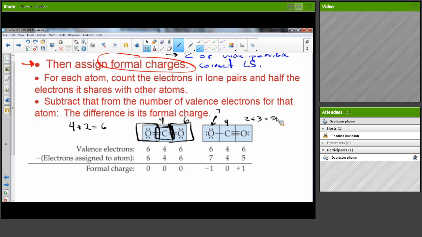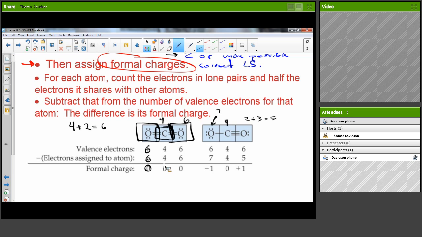All right, so the first thing you need to do is find out the numbers that are assigned, and then you subtract them from the number of valence electrons for that atom. So the valence electrons for oxygen was 6. In this model, the assigned were 6, so you subtract and you get a formal charge of 0.